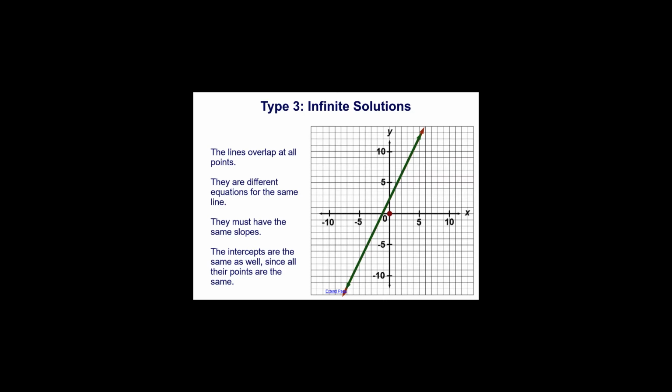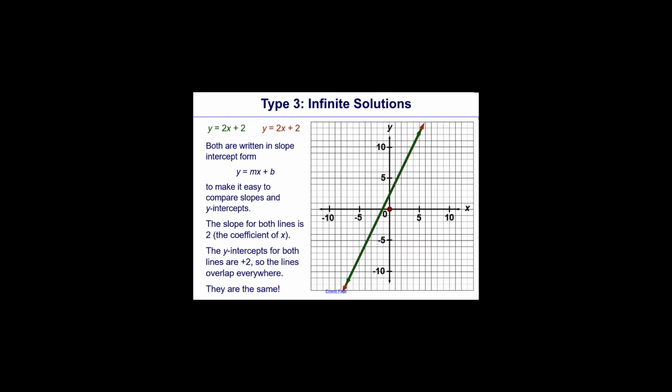They are different equations for the same lines, so you often don't know they're the same line at first until you would write them in a different form. But they must have the same slope, and they must have the same intercepts as well, since all of their points are the same. So here is an example where we can see the equations.